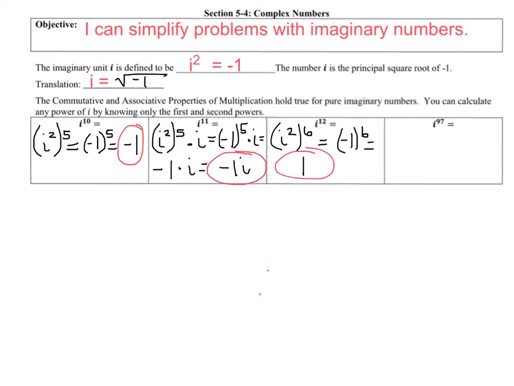And then i to the 97th power. We'll start off by writing i squared, and we'll raise this to the power of 48, because that's going to get us all the way up to 96. We'll have to tack on that extra i to get us all the way up to that 97 exponent, and then we can rewrite this. So we have -1 to the 48th power times i, and -1 to the 48th power is going to give us 1. So then we have 1 times i, which is equal to 1i, or you could write just i.